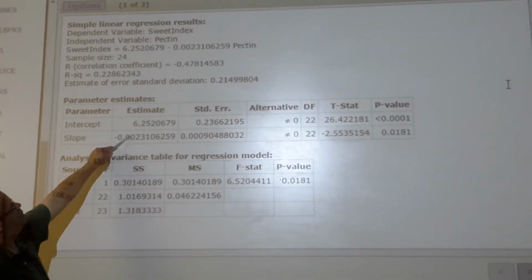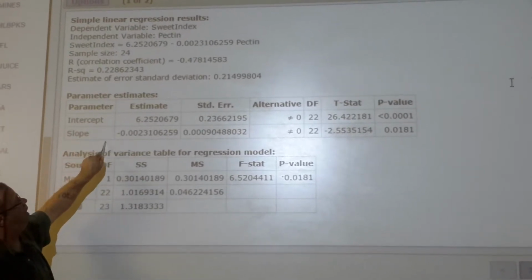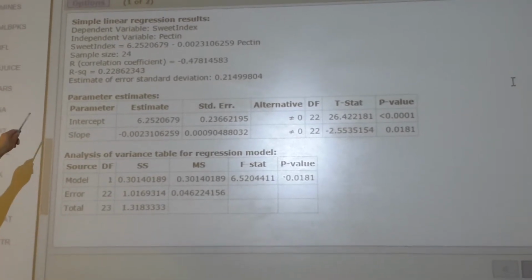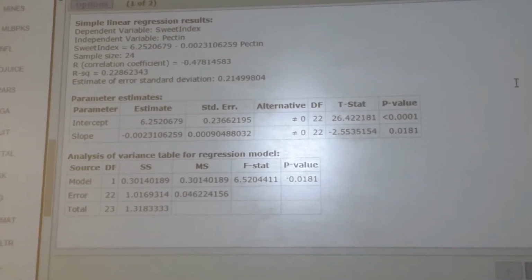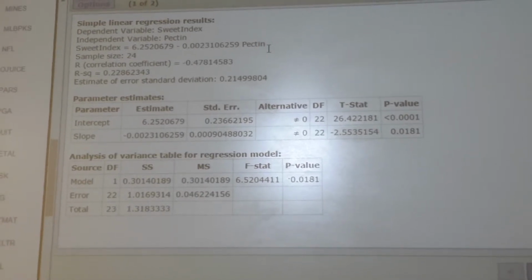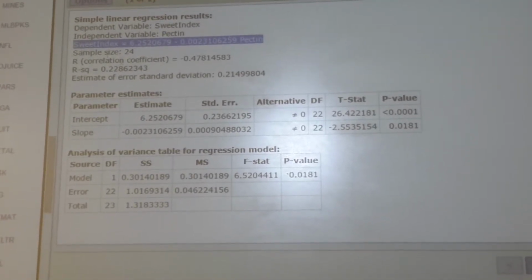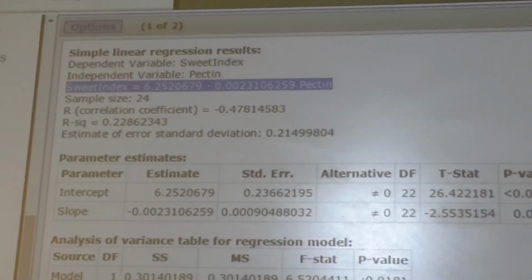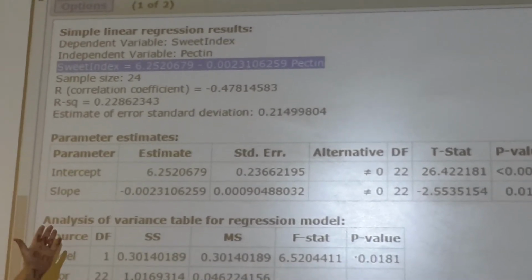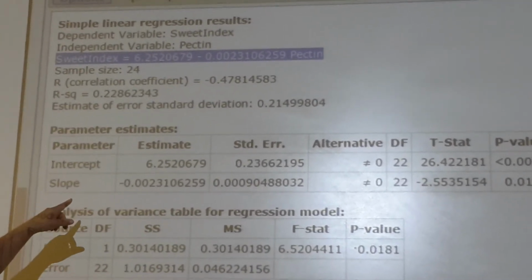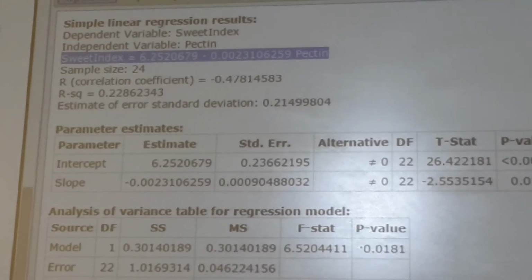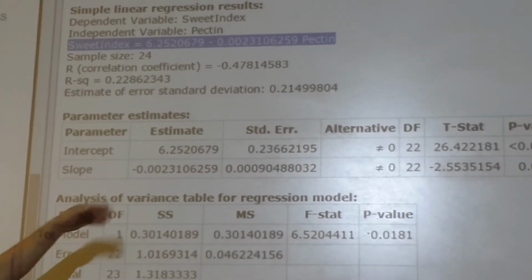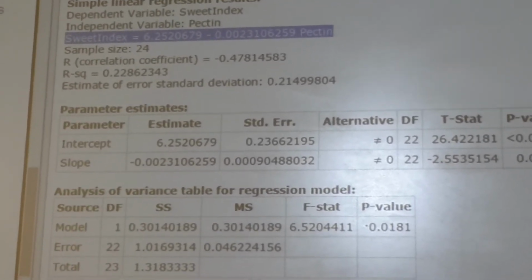It's these parameter estimates here then for the intercept and the slope that tell us how we can create our equation. And you'll notice up here at the top, they actually have gone ahead and created the equation for us using those parameter estimates, but they carried it out all the way. They're saying that our y variable, or the sweetness index, is equal to 6.252069 minus, because this is a negative sign here, that whole big decimal number there times the pectin level.